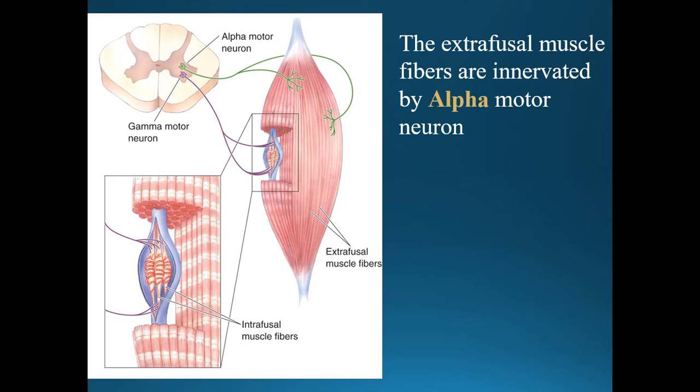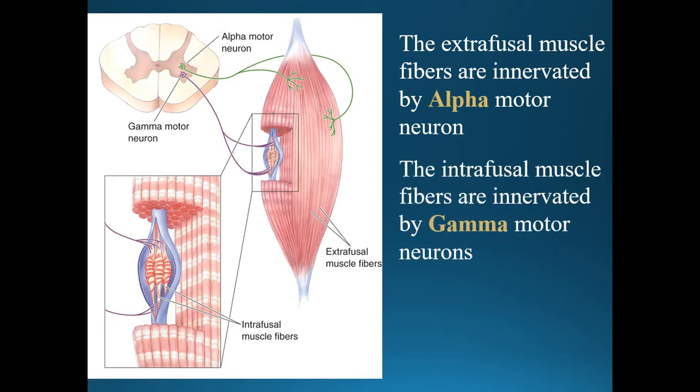The extrafusal muscle fibers are innervated by alpha motor neuron, as shown. The alpha motor neuron that innervates all the extrafusal muscle fibers is called alpha motor neuron. The other type of neuron, the intrafusal muscle fibers, are innervated by gamma motor neuron, as shown in the figure.